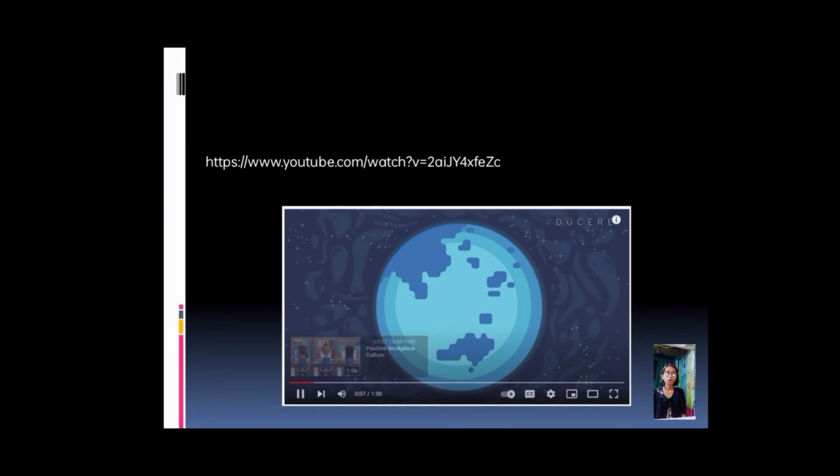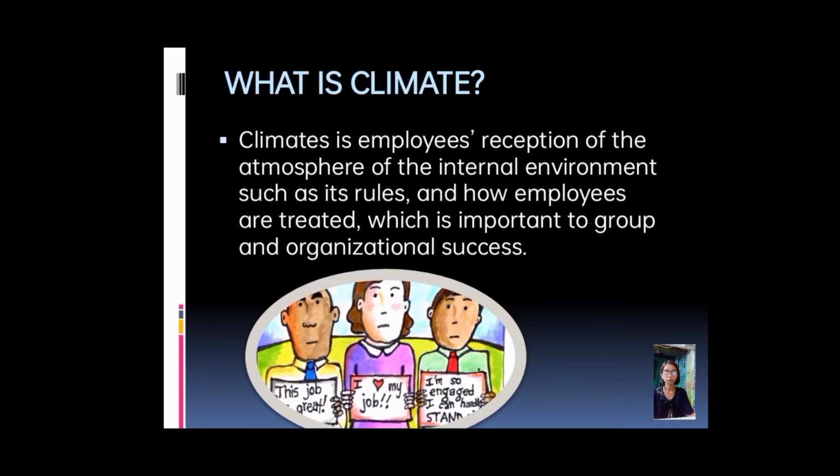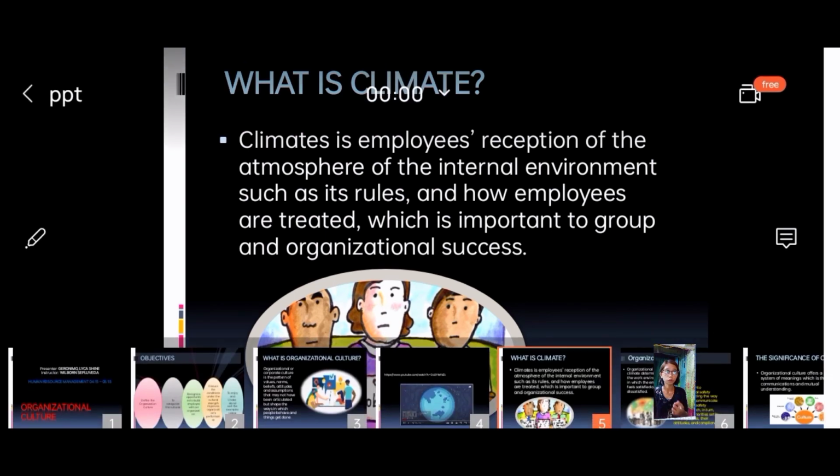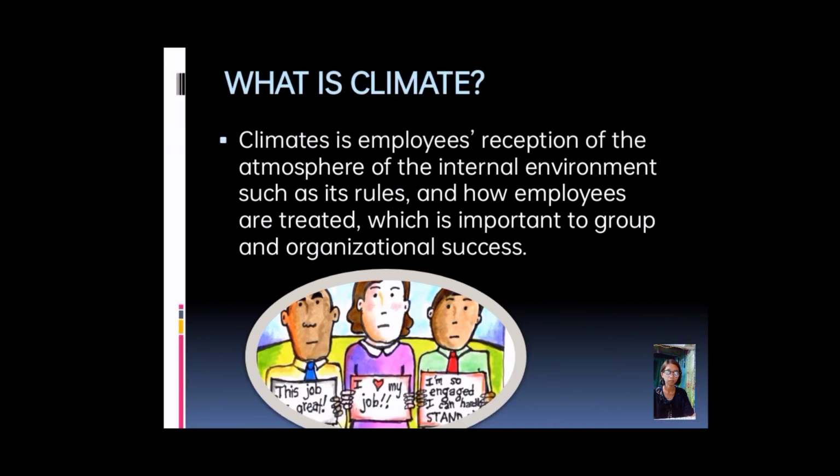Okay, on what we can see in the video, it's all about how people emphasize the organizational culture. So next, what is climate? Climate is employees' perception of the atmosphere of the internal environment, such as its rules and how employees are treated, which is important to the group and organizational success.